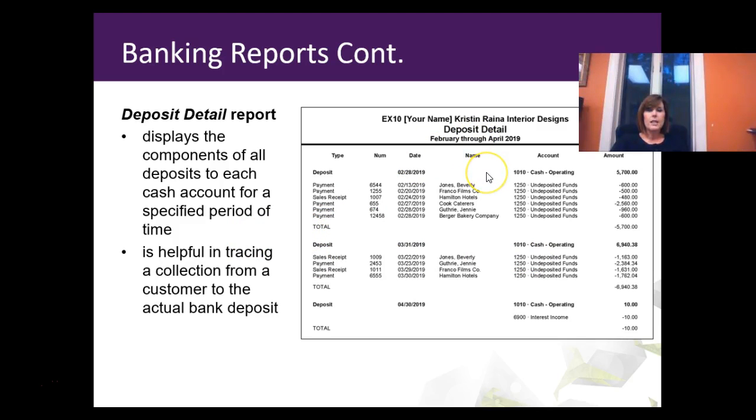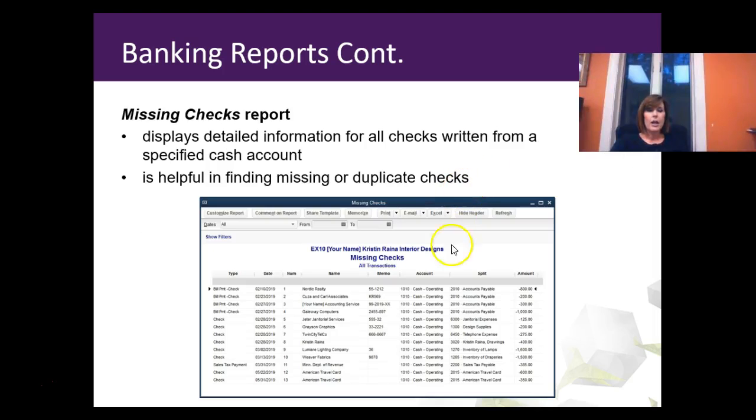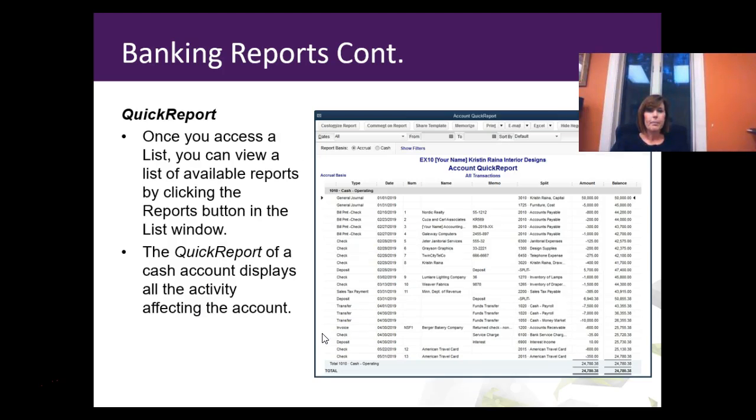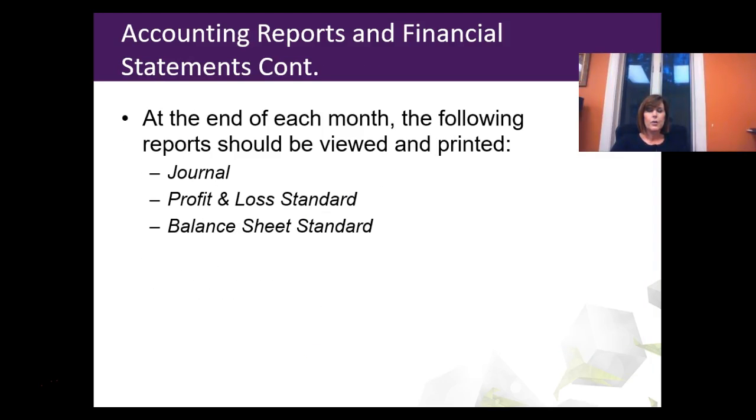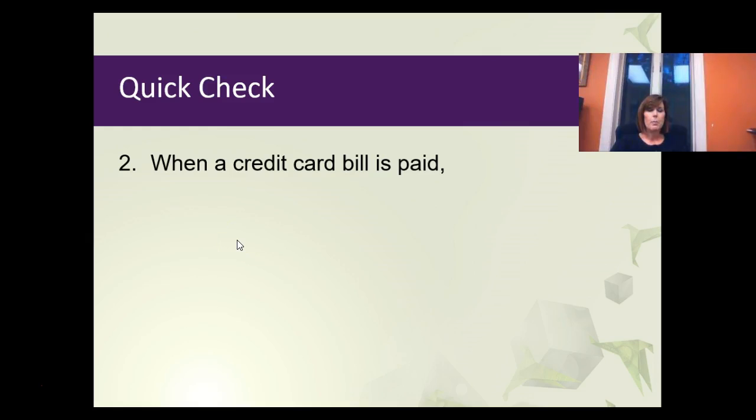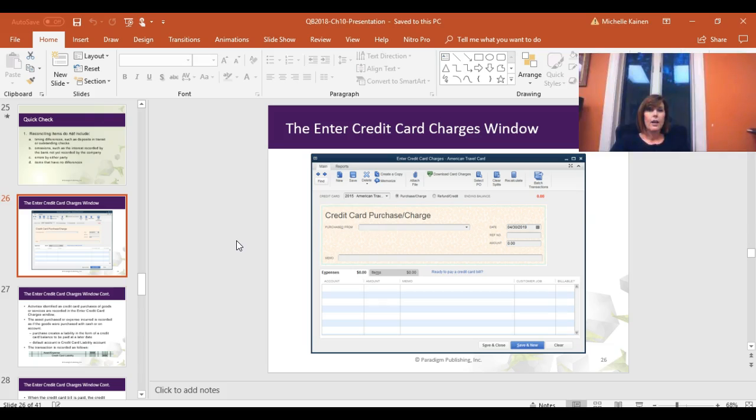This is the deposit detail report for the month and a copy of the missing checks report. And again, you can filter these things by date and account transactions. And we certainly also at the end of the month want to print our journal report, profit and loss, and our balance sheet. And that concludes chapter 10.